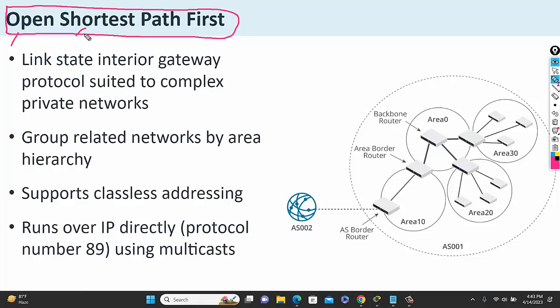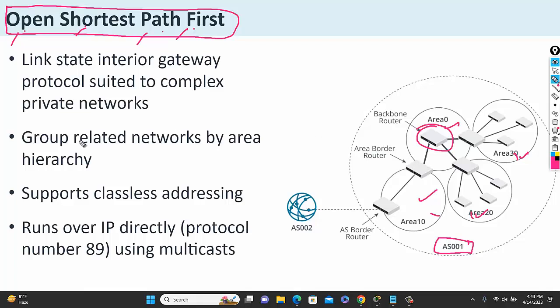It is called OSPF, Open Shortest Path First, because it supports multiple areas, area 0, area 10, area 20, area 30 within a single autonomous system. Autonomous system means organization. Inside an organization, multiple areas can be divided and all areas must be connected with area 0.